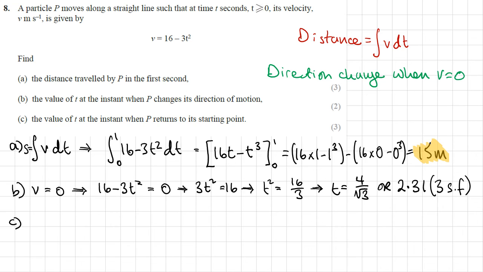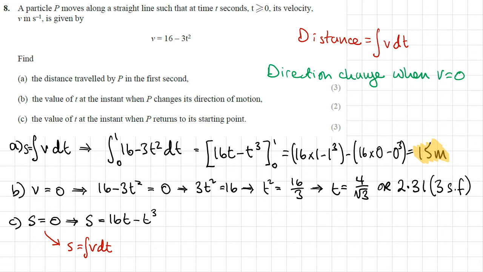And then moving on to part C, what we need to do here is find the value of t at the instant when P returns to its starting point. Now, something's going to return to its starting point when its displacement s is 0. So we need to find an expression, first of all, for the displacement. That means integrating the velocity, integrating this expression. Now, we've already done that. s = 16t - t³. So I guess I could write here that s is what we get when we integrate v with respect to t.